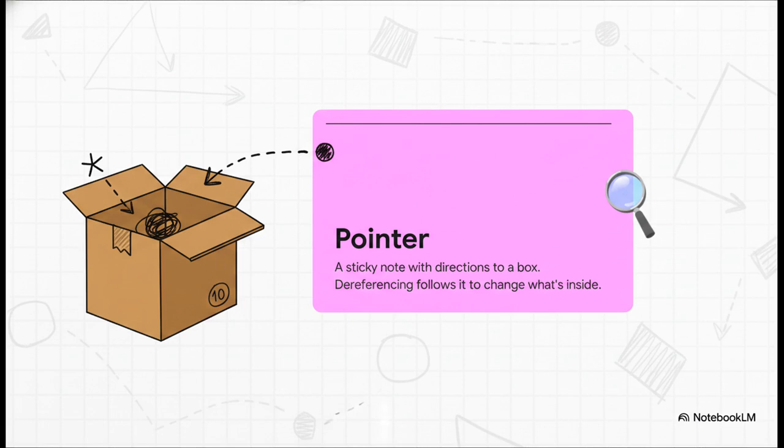So what is a pointer? A pointer is simply a sticky note. It doesn't actually hold the number itself. Instead, it just has directions written on it, telling you exactly where to find that physical box in the giant warehouse of your computer's memory.